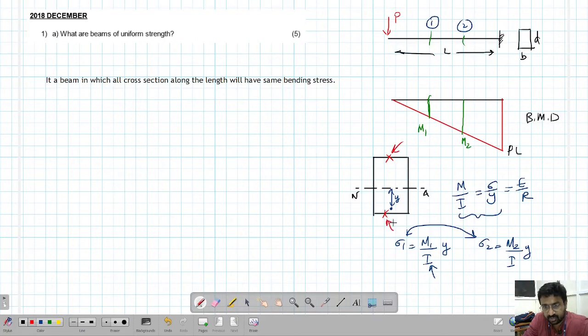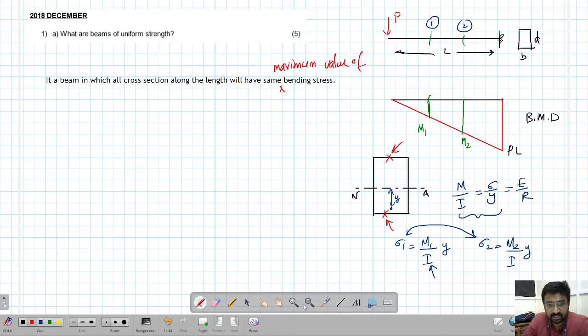We will find the extreme stresses. Okay, so the beam in which all cross sections along the length will have the same maximum value of bending stress. All the cross sections will have the same maximum value of bending stress. So where will the bending stress be maximum? At the top and bottom.